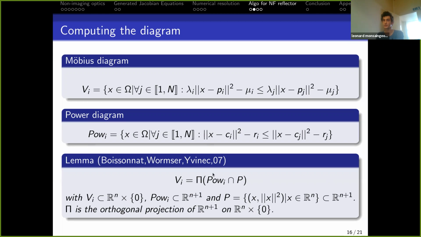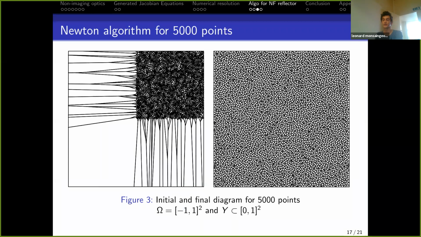So once we had this result, we could compute the Laguerre cells, and so we could test our algorithm. Here is the image of a test for 5,000 points in my target. This is just the Laguerre cells. I haven't plotted the mirror. At the initialization of our algorithm, I had all my points in my target in the upper right square.